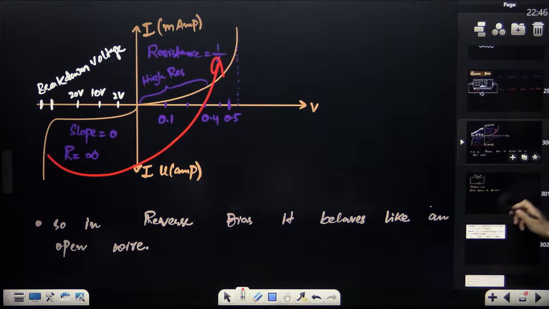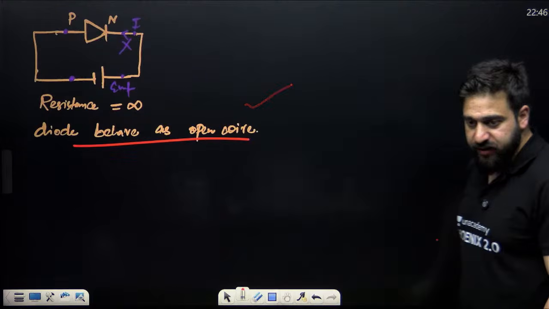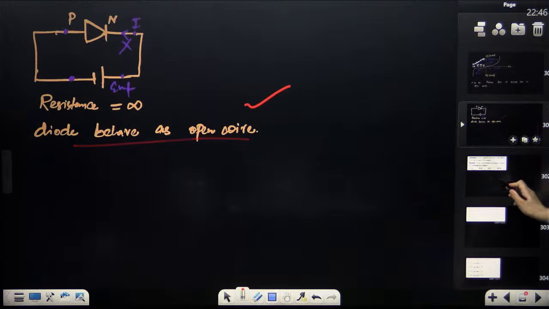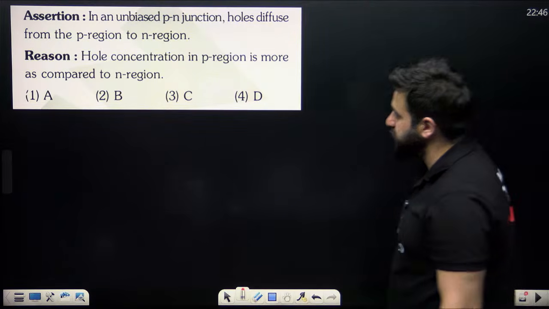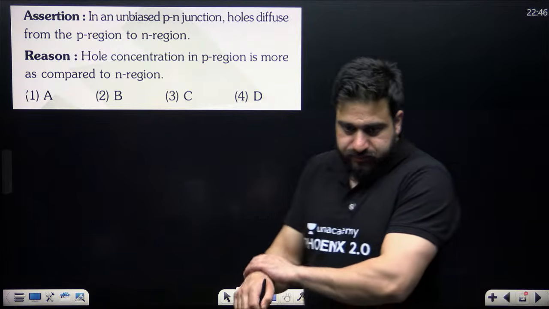Guys, tell me, is this clear? Here the diode behaves like an open wire. Directly remember, resistance here is infinite. Is this clear to each and every single student? Tell me guys in the chats, is this clear?